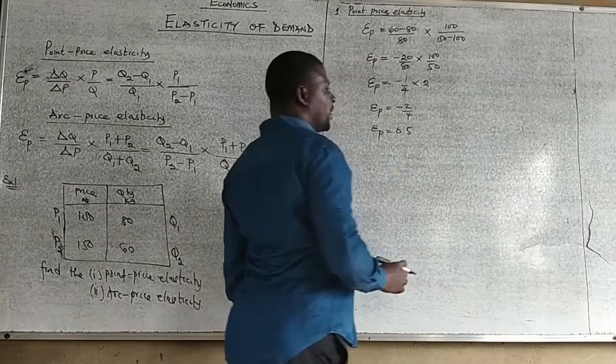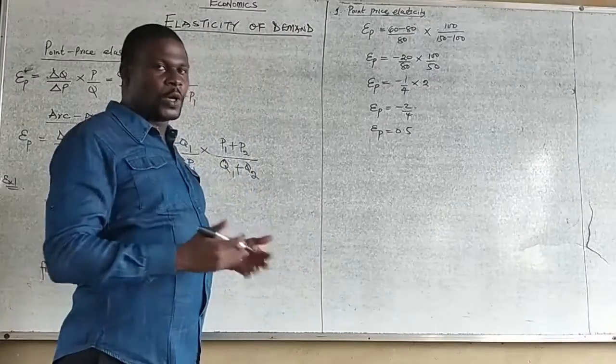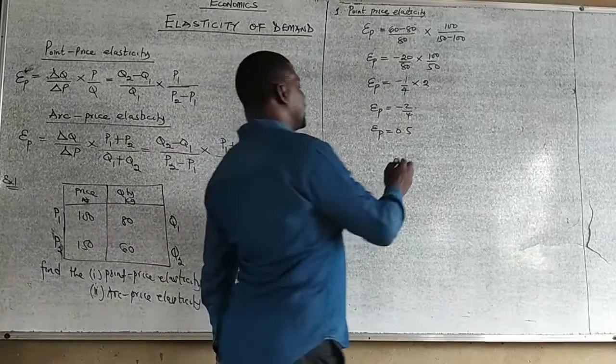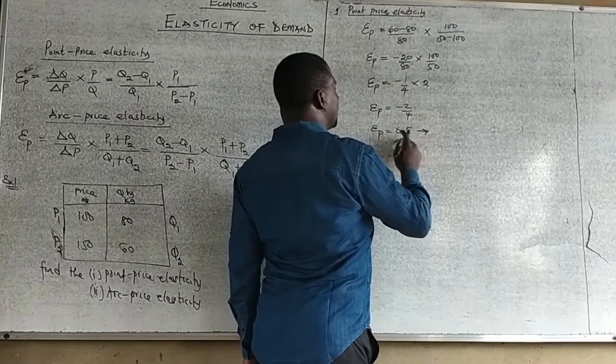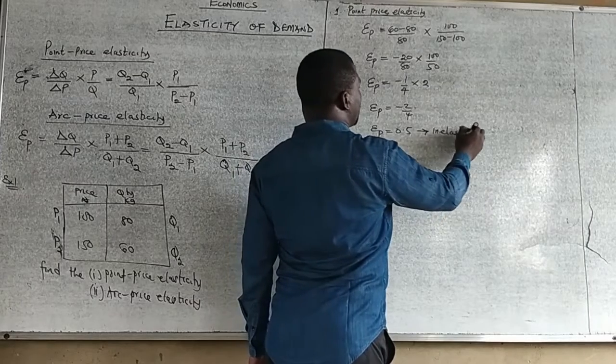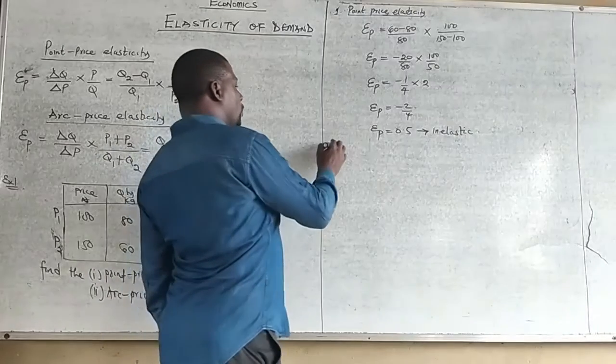I said always ignore the minus. Why? Because the demand curve is a negative curve. You always have minus, so ignore it. Now our price elasticity here shows that the demand is inelastic, because it is less than 1, using point price.